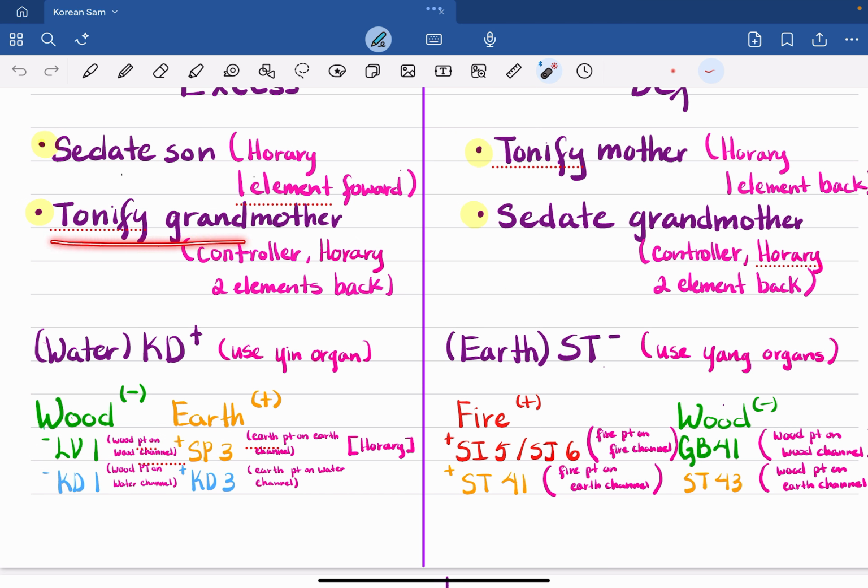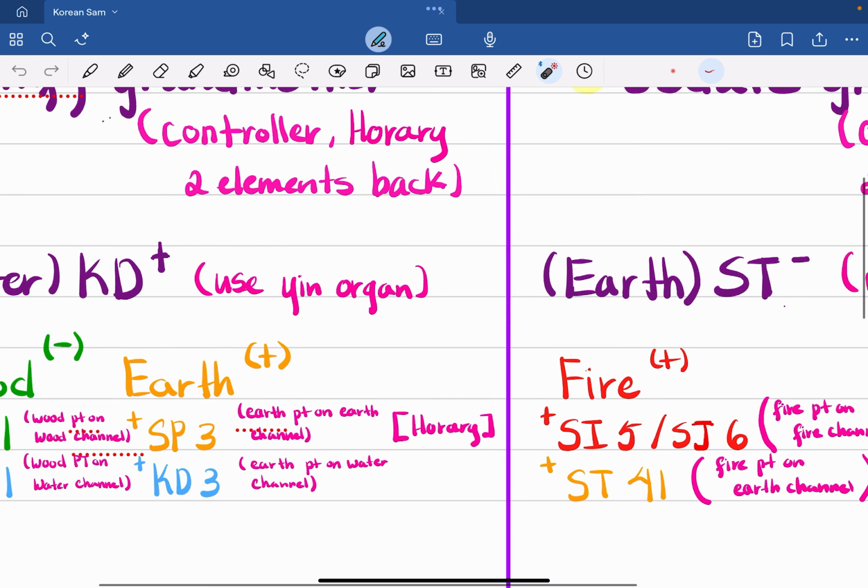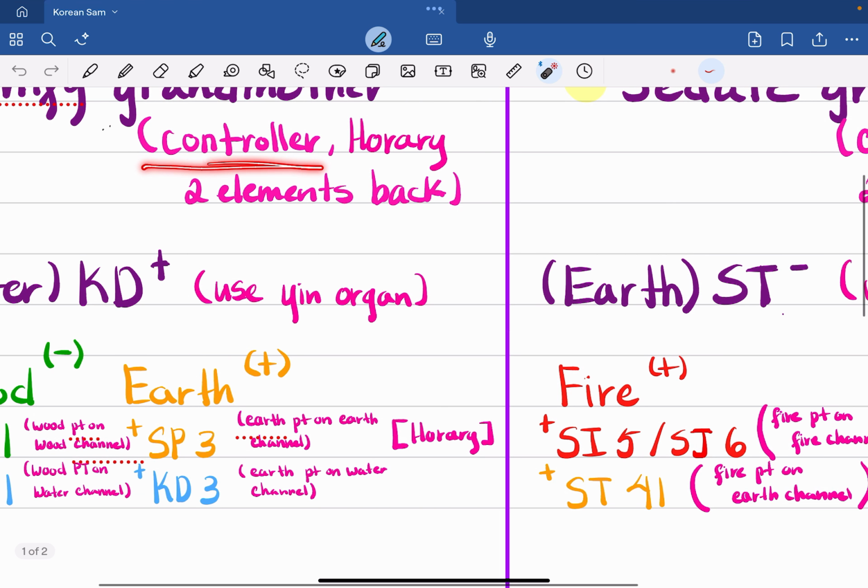Now, back to tonifying the grandmother. We know that the earth is the controller in this case, so that would be the earth point on the water channel. That would be kidney 3.